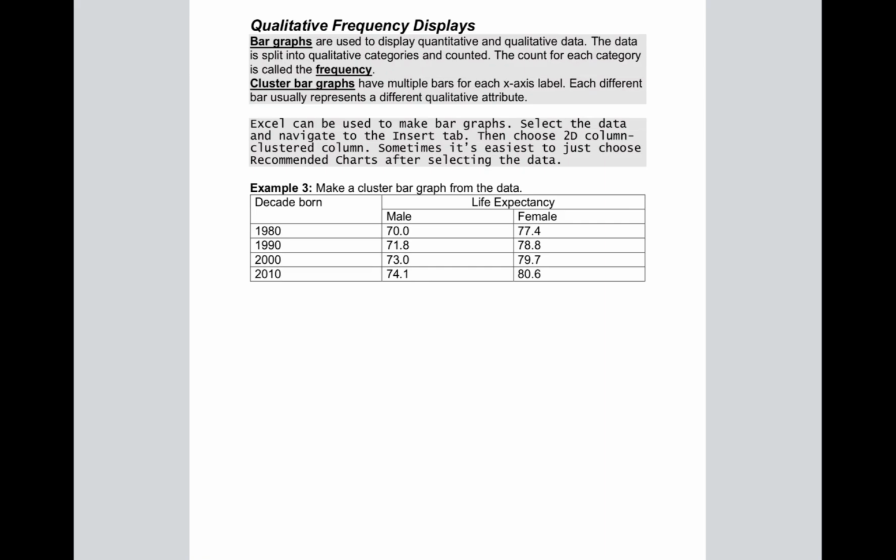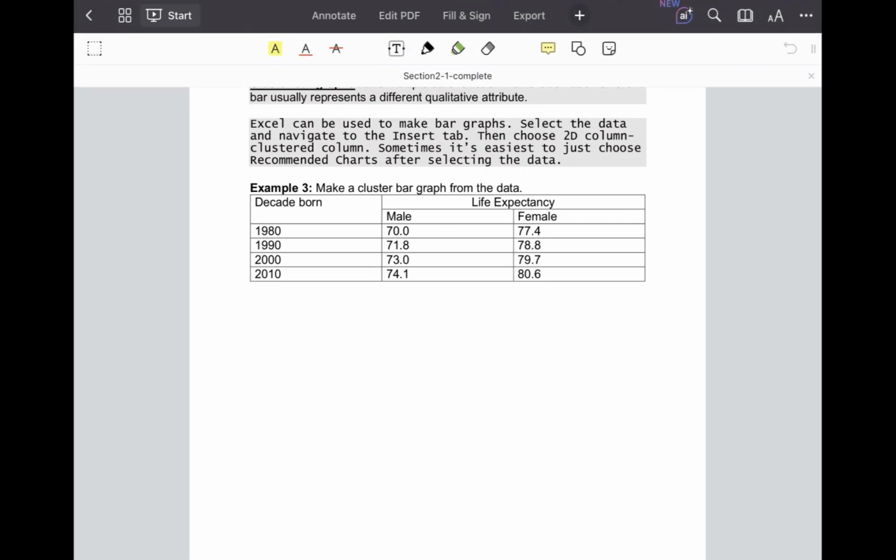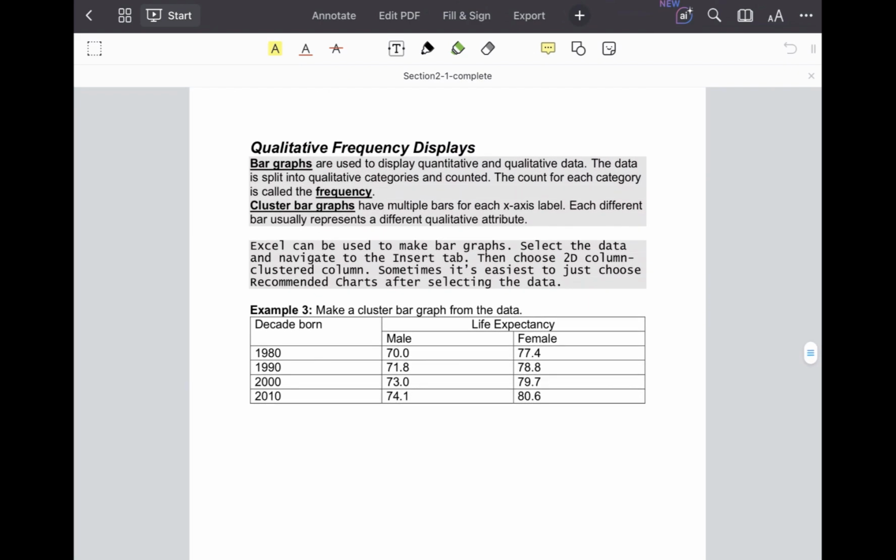We are going to finish up section 2.1, and the next page of the notes has some qualitative frequency displays. Bar graphs are pretty common, and they have a qualitative designation usually at the bottom as the horizontal axis, and then the vertical axis is representative of the frequency.